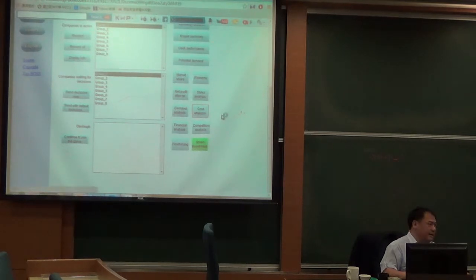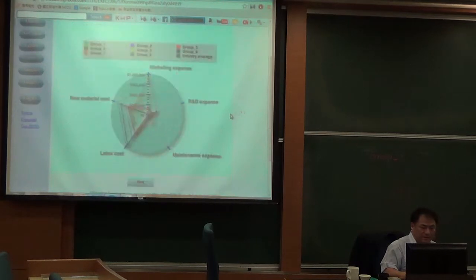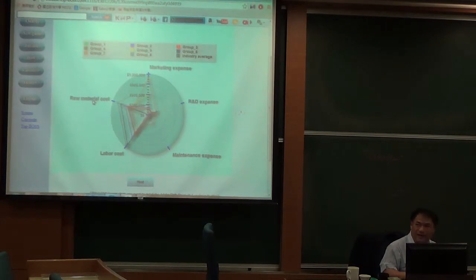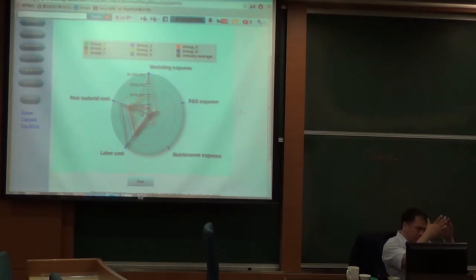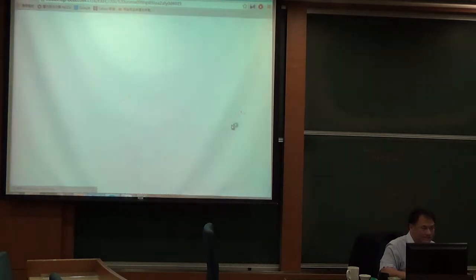This is a cost analysis. It details how you spend your own money: marketing, R&D, maintenance, labor cost, and raw material. This will imply different strategy. If you are going through a volume strategy, you will spend a lot on volume, material, labor. Or you are marketing focused, or you are R&D oriented, your pie chart will probably look like that. And this chart shows the cost analysis.